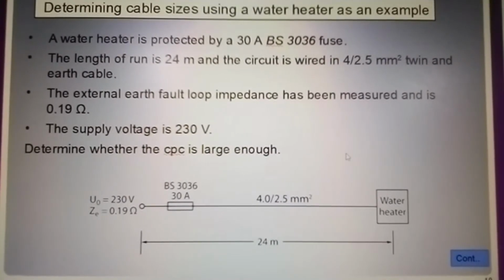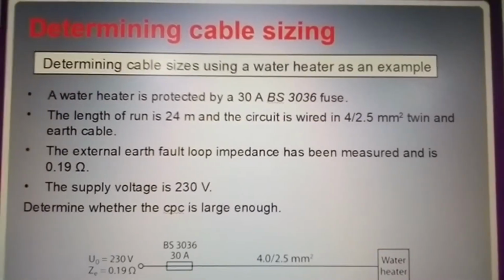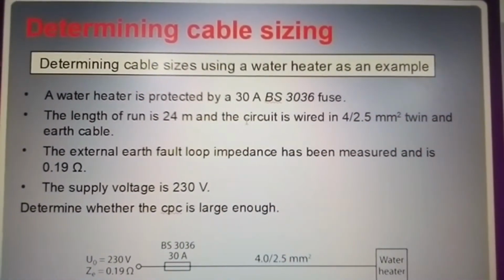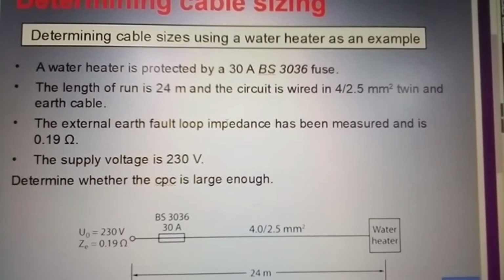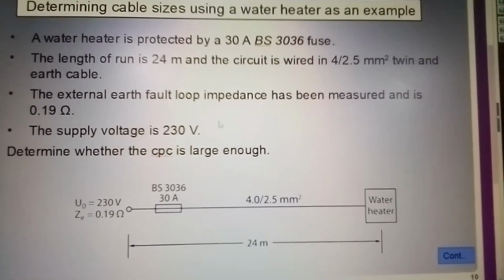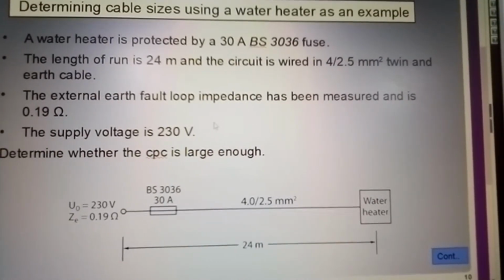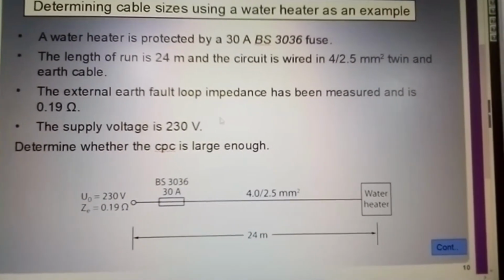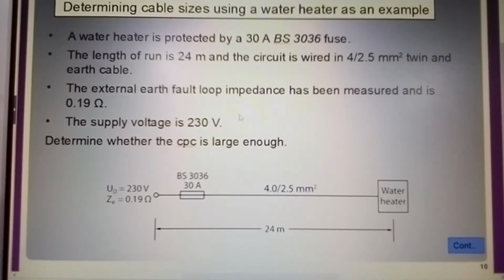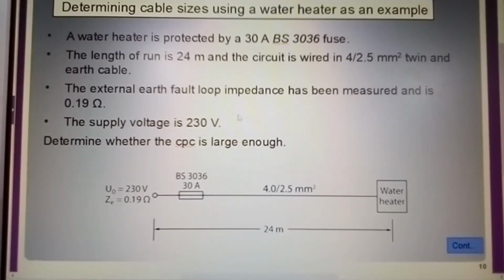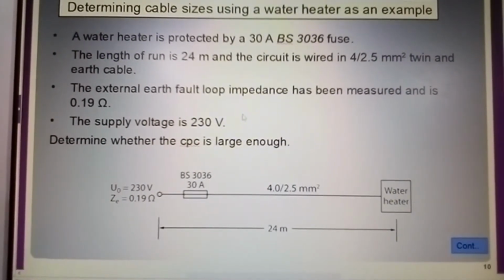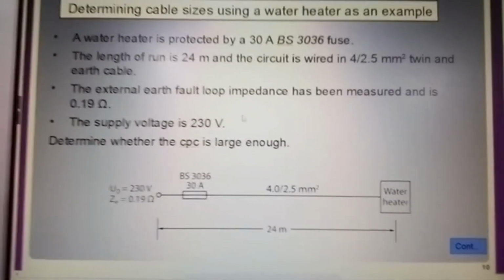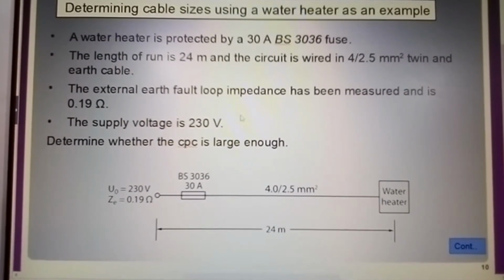Determining cable sizing. Okay, let me just bring that down. Determining cable sizes using a water heater as an example. Now, a water heater is protected by a 30 amp BS3036 fuse. The length of run is 24 meters and the circuit is wired in 2.5 millimeters twin and earth cable.